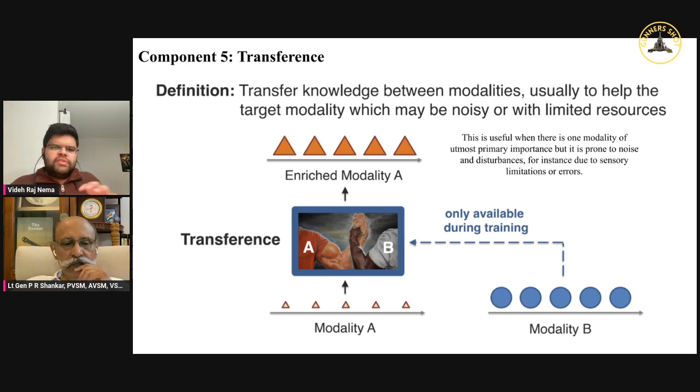They can be due to environmental factors, or due to inherent error in the instrument. So a lot of times one of our modalities may be poor in quality, prone to disturbances. So what we can have is some other modalities which are available during training. They can help transfer the knowledge to it and help it enrich.